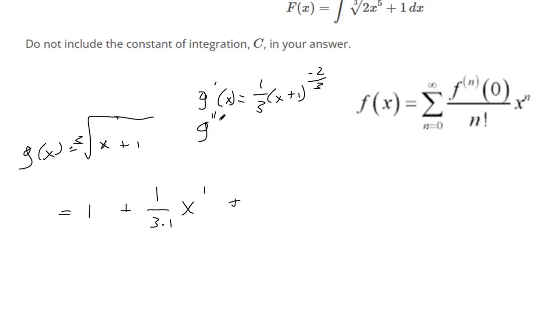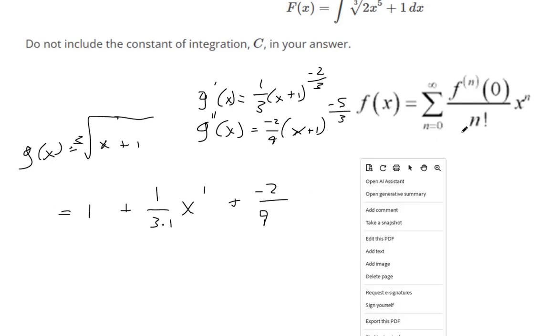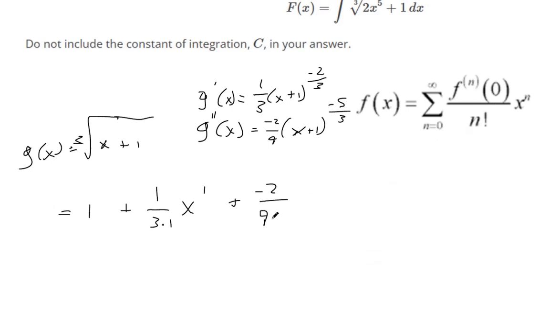And the next step is the second derivative. So negative 2/9 x plus 1 to the negative 5/3 because we took a derivative. So if you plug in 0 in here, you're going to get out negative 2/9. And now you're going to divide it by 2 factorial. Don't forget that part. So 2 factorial is 2. And this is x squared.